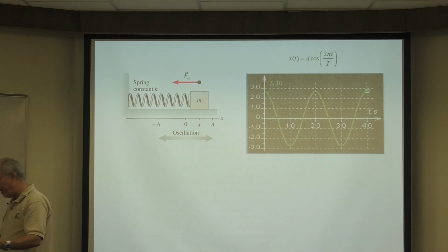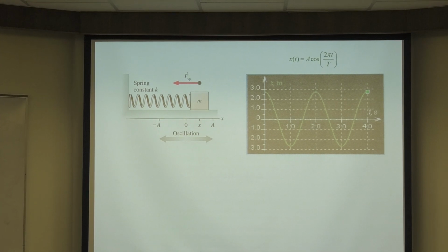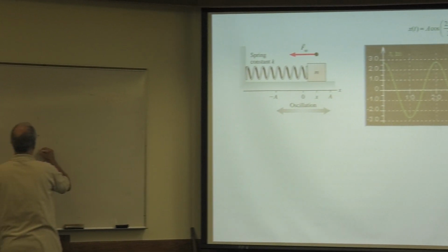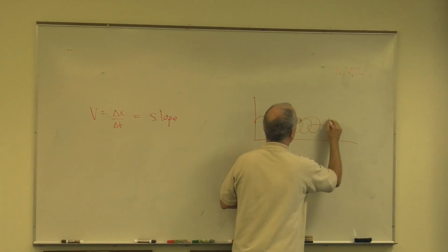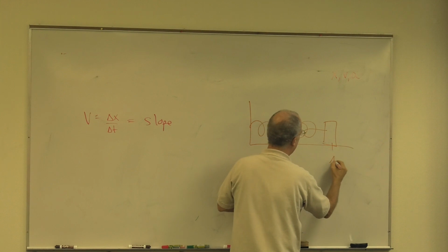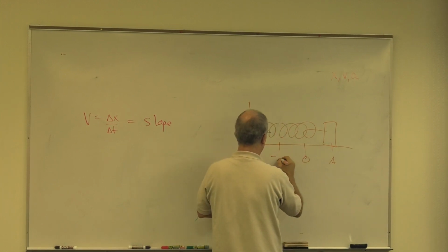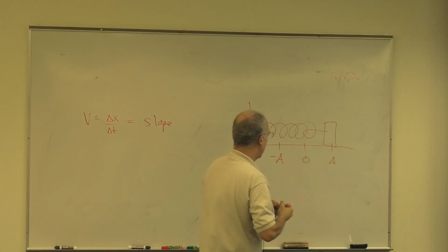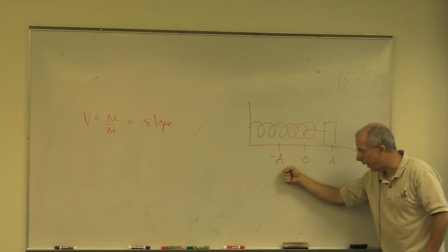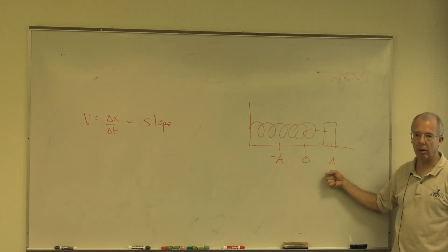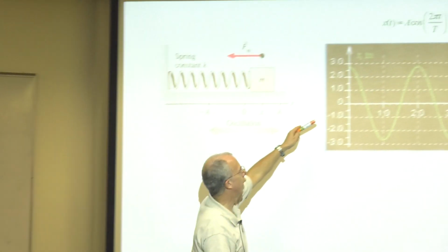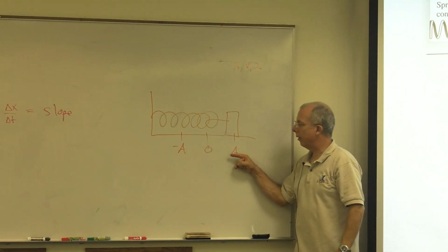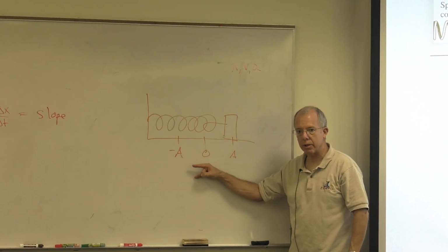Another way we could do it is just think about it, right? So here's our setup. Let's say that's A, that's 0, and that's negative A, right? Remember, we always pull it to x equals A, and then we let go. So initially we have 0 velocity, which agrees with the slope, right? The slope right there is 0. Then we let go, and it's going to go in the negative direction, so the velocity is going to be negative.